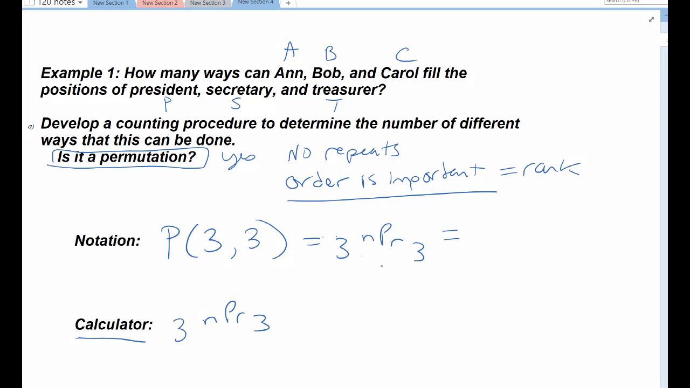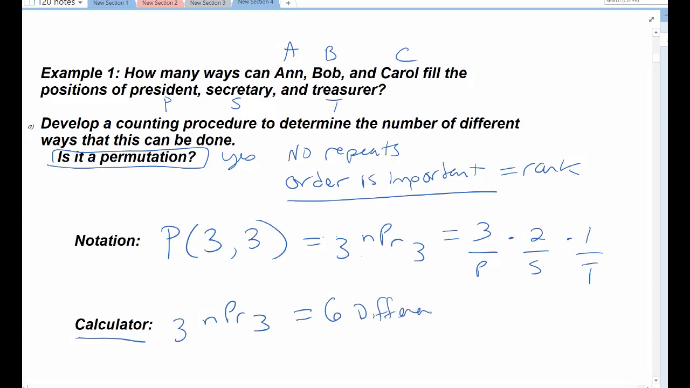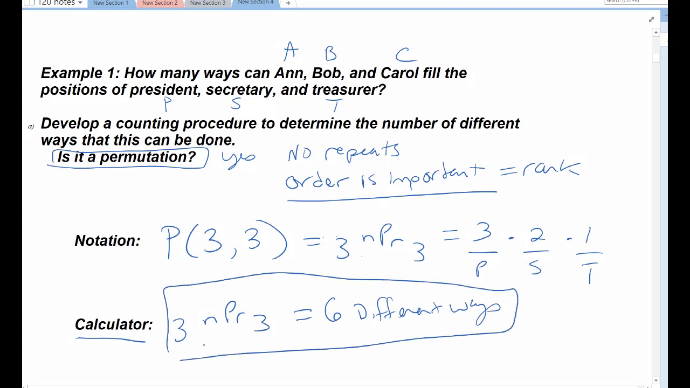Right? You could solve it like we did in 6.3. I've got the president position, the secretary's position, and the treasurer's position. Well, there would have been 3 people to pick for the president spot. Once I pick the president, though, I've selected somebody, and so there's only 2 people left to select for secretary. And once I've picked the secretary, by default, whoever's left over is the treasurer. And so it'd be 3 times 2 times 1, which would come out to 6 different ways to put Ann, Bob, and Carol in the positions of president, secretary, and treasurer.